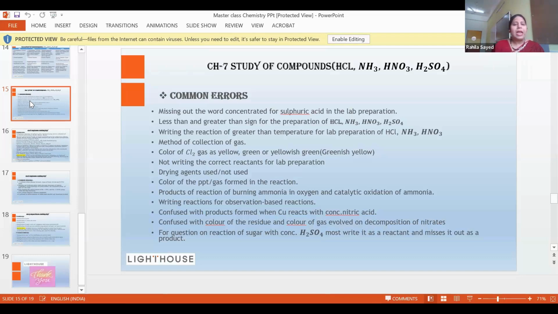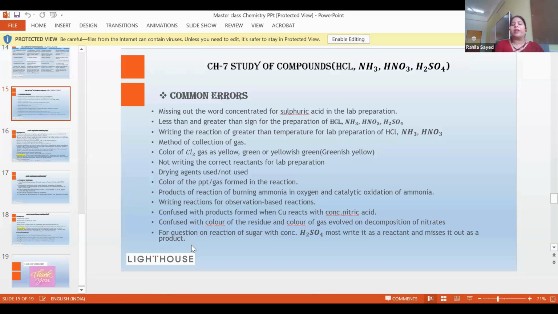Okay. Next, write the reaction of greater than temperature for lab preparation. Again, the same thing. Method of collection of gas is very, very important. You tend to make mistakes over here. Next, color of Cl2 gas as yellow, green or yellowish green. Now, chlorine gas is greenish yellow in color. Children, if you write yellowish green or yellow or only green, no marks will be given to you. So the color of the gas over here is also very, very important.